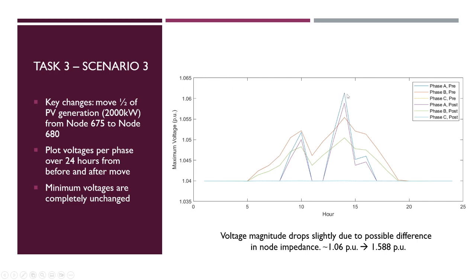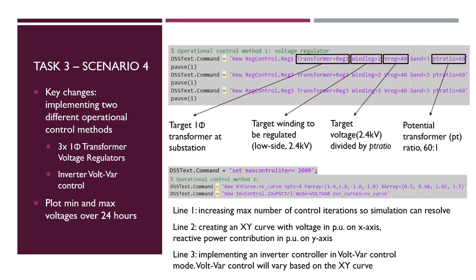So this blue line is the pre-move voltage at around 1.06. This purple line is the post-move voltage at about 1.058 per unit. So it is a drop of voltage, but it is not significant enough to bring us below the violation state. So scenario 4 is where we seek to resolve this using two different operational control methods. And so the two I selected are 3 one-phase transformer voltage regulators to include at the substation for each of the one-phase transformers that account for the 3 phases of power.